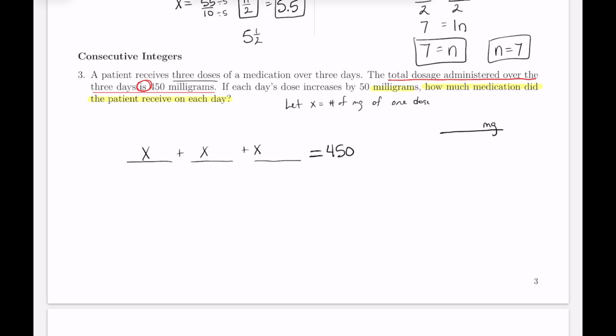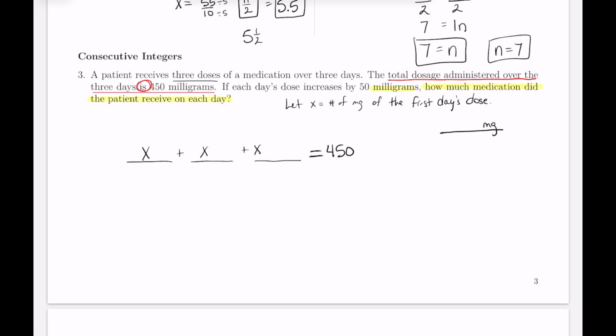And it's not. So here's how I'm going to get around this. Instead of saying let X be the number of milligrams of one dose, I'm going to make a slight adjustment on this. And I know that seems silly. Like, man, why are you taking the time to write this out? Let X be the number of milligrams of the first day's dose. Okay? Because here's why.